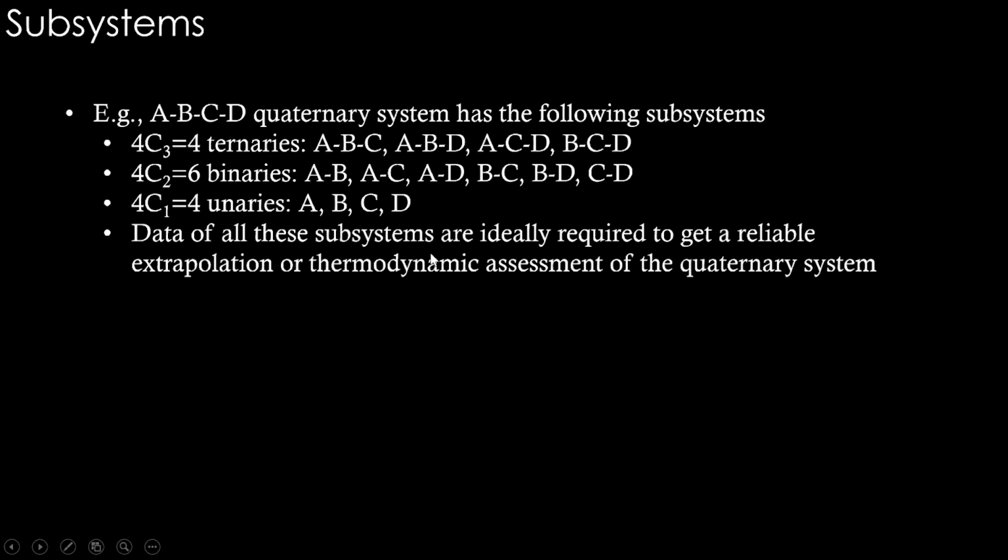Now data of all these subsystems are ideally required to get a reliable extrapolation or thermodynamic assessment of the quaternary system. Only these are enough. We don't need direct 4 component data. With this itself we can predict reasonably well. That's the reason why we are putting the word reliable here. So we can get a reliable prediction of 4 component system data based on this subsystem data.